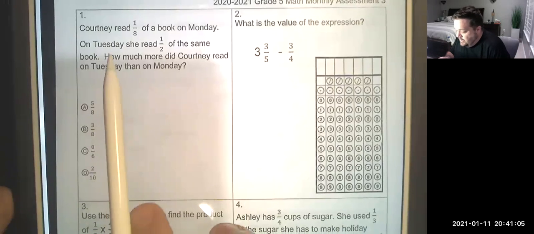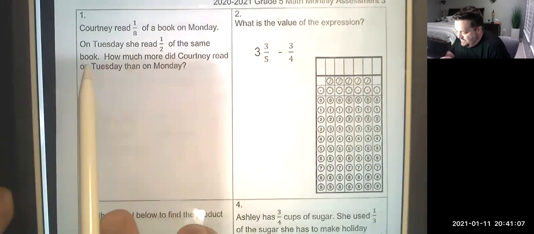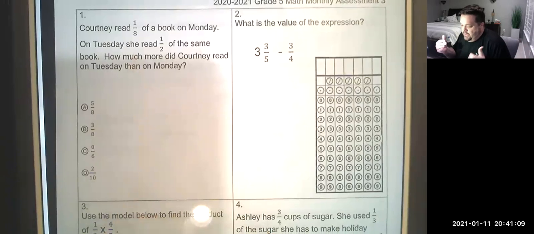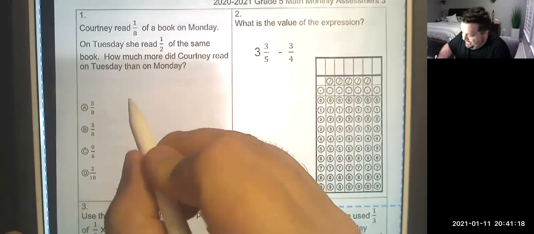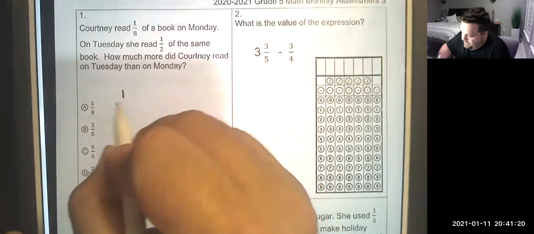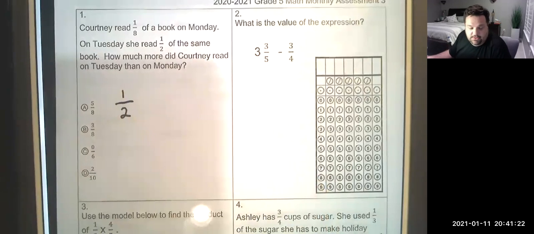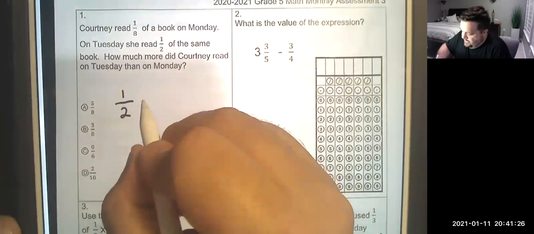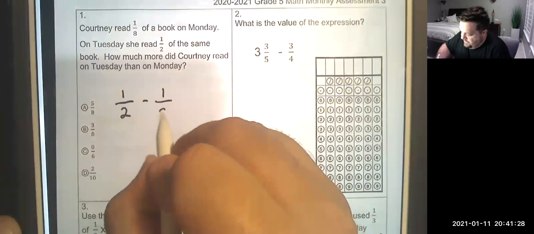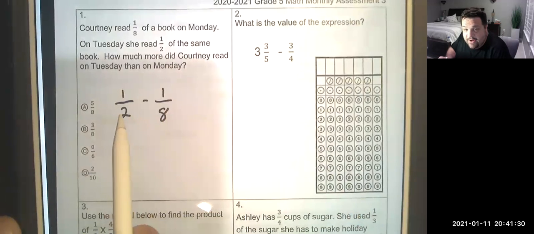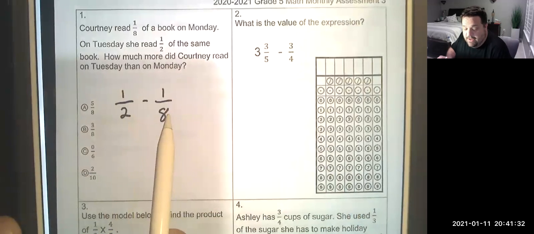So number one, Courtney read 1/8 of a book on Monday. On Tuesday, she read half of the same book. How much more did Courtney read on Tuesday than on Monday? Simple subtraction, right? She read one half of the book on Tuesday. She read 1/8 of it on Monday. We want to know how much more she read on Tuesday.